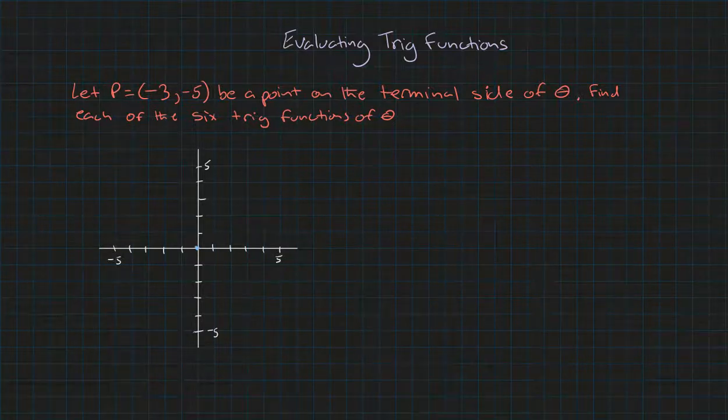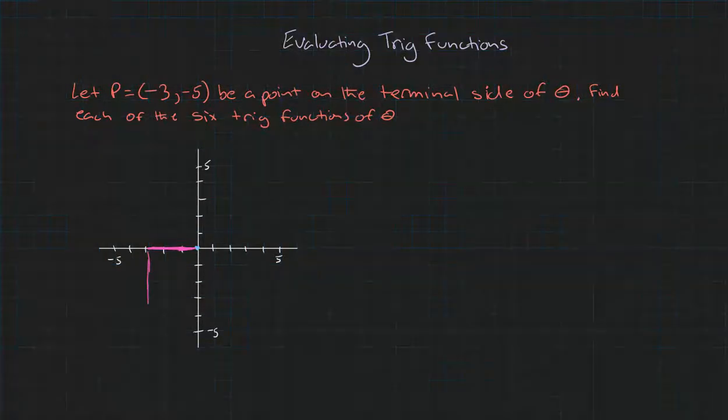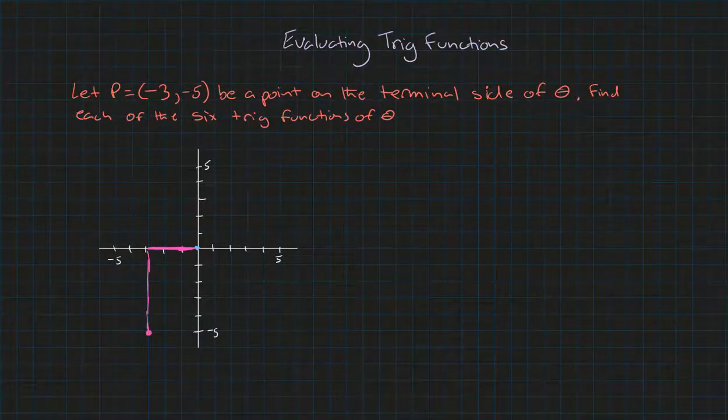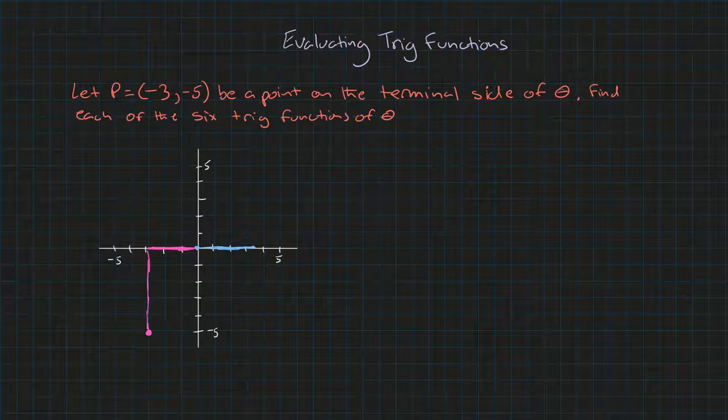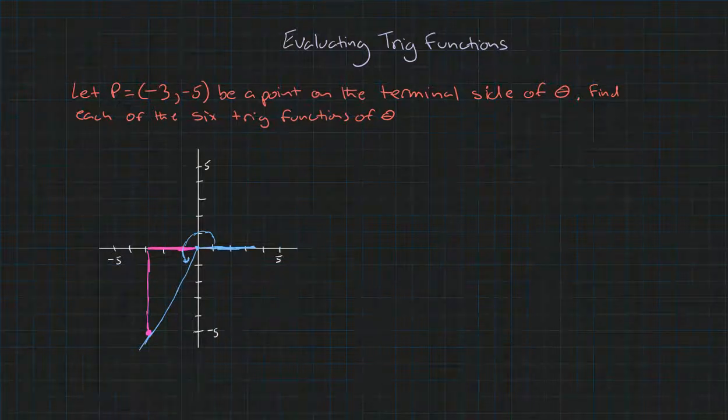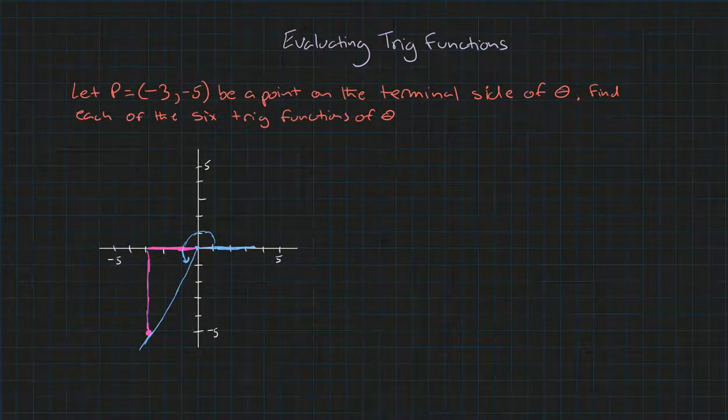So I'm going to take this from the origin. It's traveling 3 units to the left, right here, and then it's going down 5 units till here. So this is our point P. It started off at the initial side, so now I can create this little angle. It did this rotation to come from the initial side to the terminal side, where P is (-3, -5).